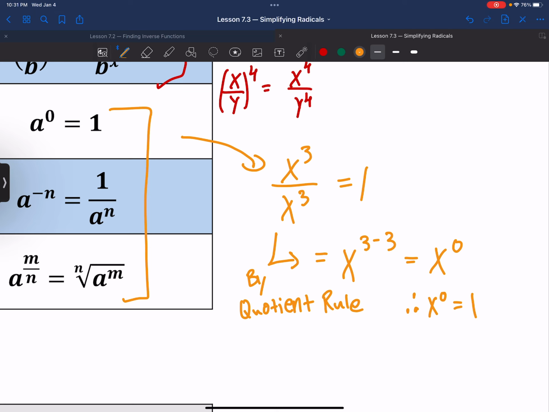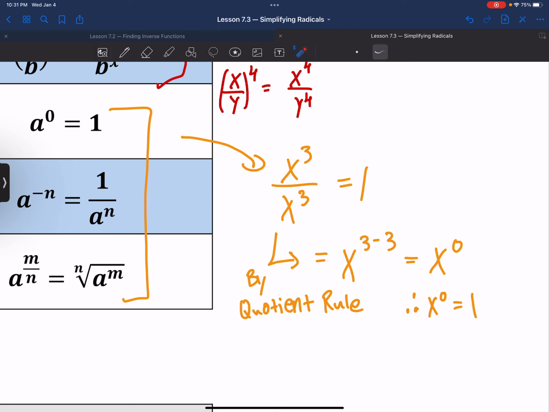I mean, that's kind of a natural conclusion, isn't it? If you're saying, okay, well, some term, I don't know what x is, just some general case, x to the power of 3 over x to the power of 3, that equals 1. I know that for sure, but by the quotient rule, that's just 3 minus 3, that's x to the power of 0. And so if I'm just using x as a general number, that means any number to the power of 0 equals 1.